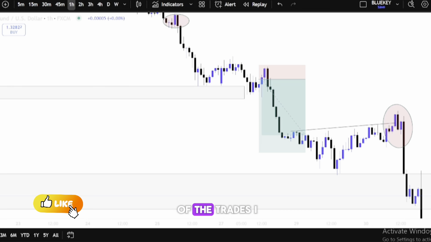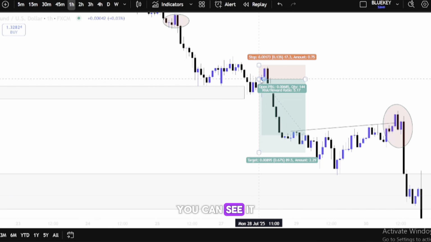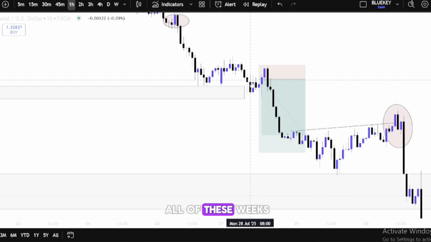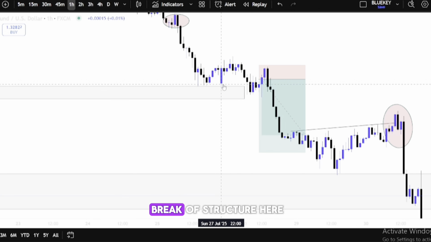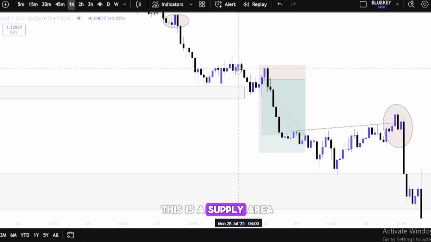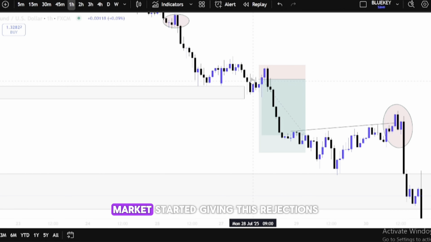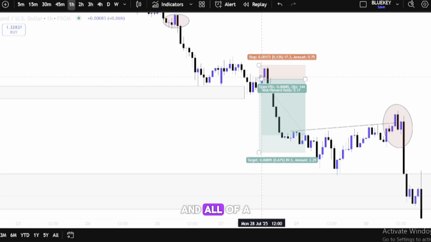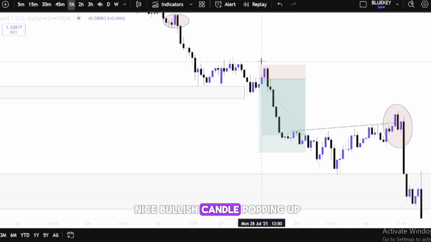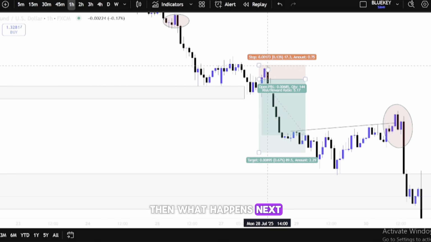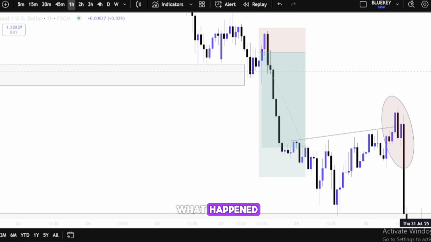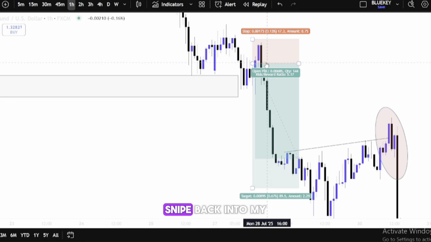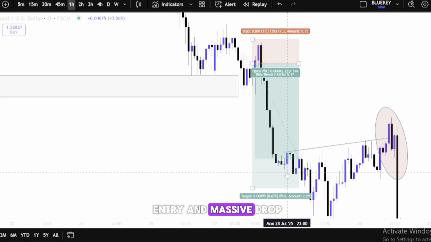This one was one of the trades I took. You can see it here. You can see all of these wicks, right? I have a break of structure here. This is a supply area, an order block. Now the market started giving these rejections and all of a sudden I see this nice bullish candle popping up. Then what happens next? The next candle drops back into the structure. Now look at the area, 50% retracement, and what happened? Sniped back into my entry and massive drop.